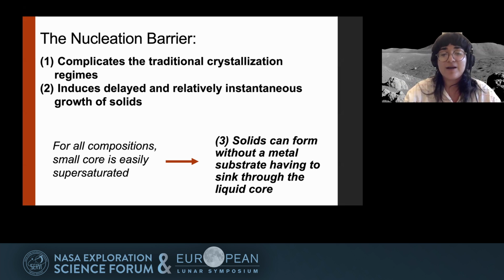And lastly, my work shows that the big takeaway for how the nucleation barrier affects the Earth, where a metal substrate must be delivered to the center, is not true for small bodies with really steep adiabats, because they'll supersaturate so quickly that they can solidify at the CMB.